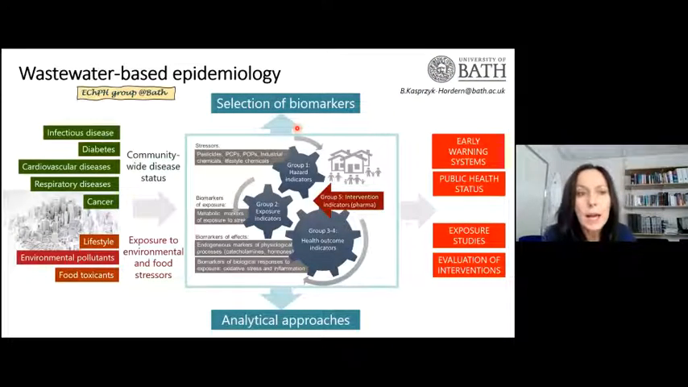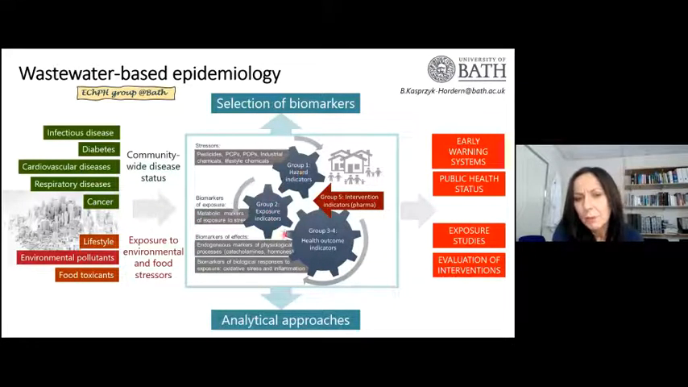Moving on to our group, Environmental Chemistry Public Health Research Group in Bath. As I mentioned earlier on, we are focusing on various different biomarkers. So we try to select them, validate them, and also introduce new analytical approaches that enable quantification of our markers in a very complex matrix. And we are focusing on both community-wide disease status assessment as well as exposure to environmental and food stresses.